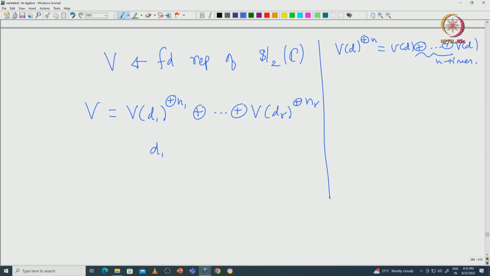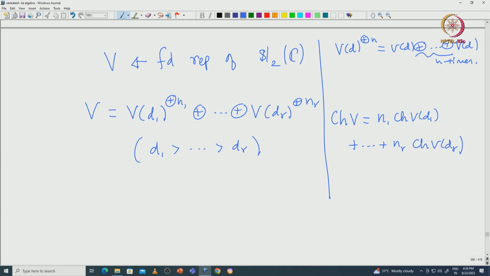That means we can assume that d1 through dr are all distinct. Since we are talking about non-negative integers, we can order them, so we can assume that d1 is bigger than and so on, bigger than dr, in decreasing order. This is the assumption we can make. In particular, if we compute the character of V, it will be exactly equal to n1 times the character of V_d1 plus, and so on, plus nr times the character of V_dr.